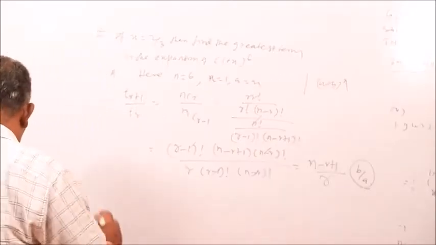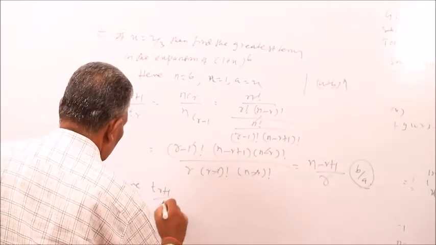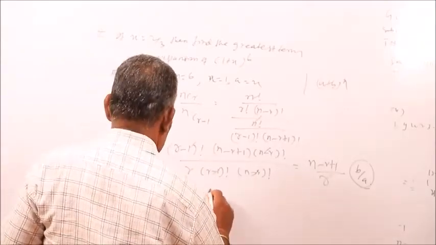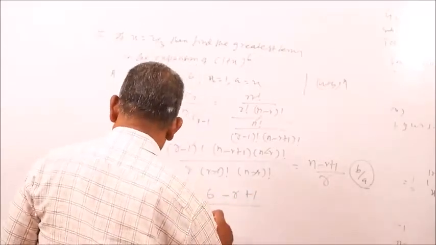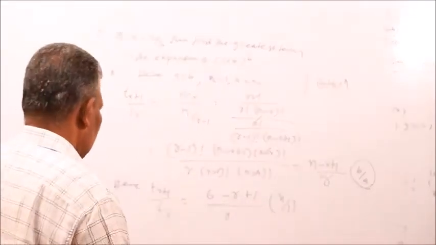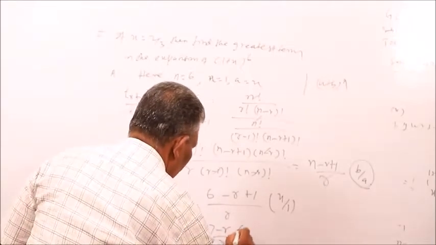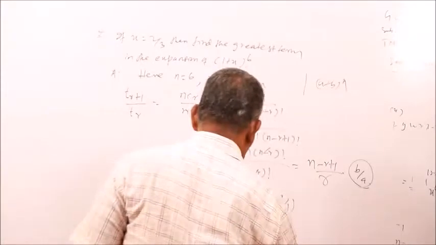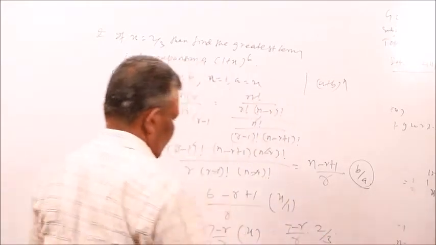So here T(r plus 1) by T(r) equals, what is your n? (6 minus r plus 1) whole divided by r into x by 1, that is (7 minus r) by r into x. What is your x? The value of x is 2 by 3, so (7 minus r) by r into 2 by 3.